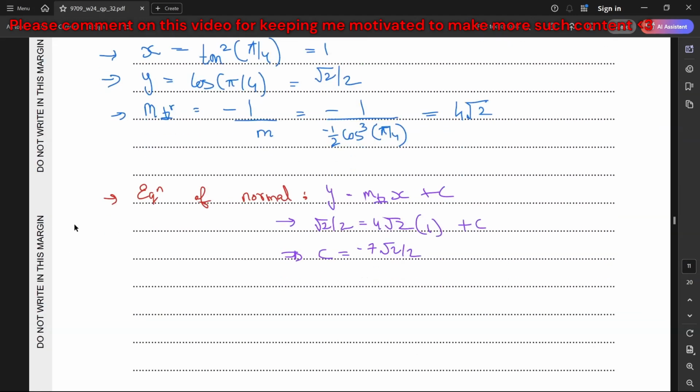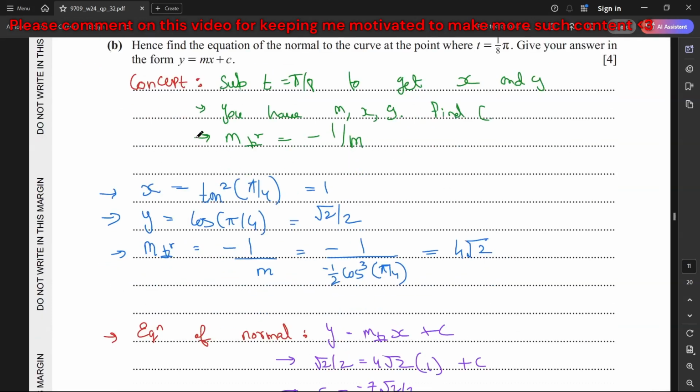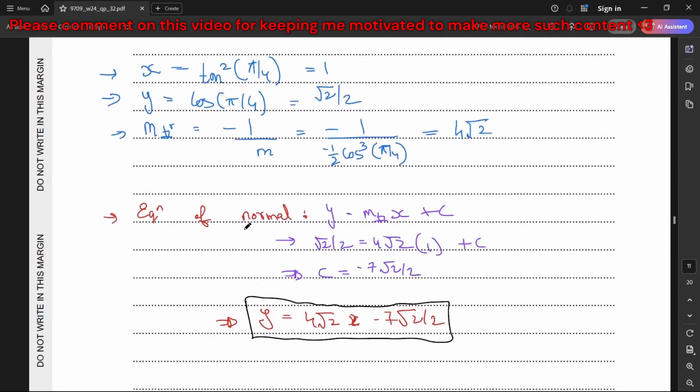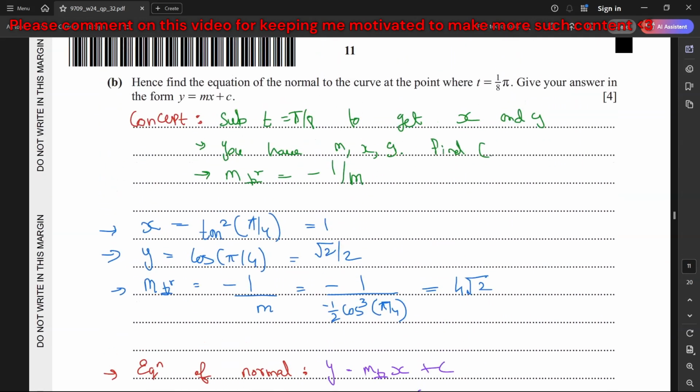And therefore my final answer will become y is equal to 4 root 2 x minus 7 root 2 by 2. I hope that the form that I've written is correct as we want in the question. Yes, it is correct. And that is how you solve this question on the parametric equations, where you also had to find the equation of the normal when t was equal to pi by 8.